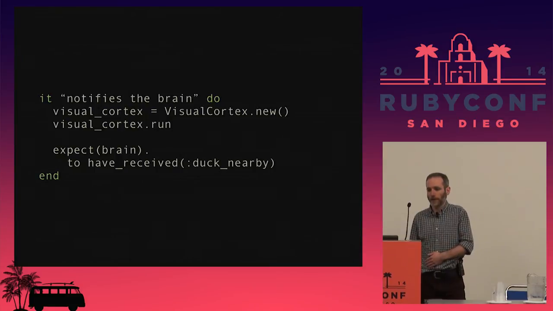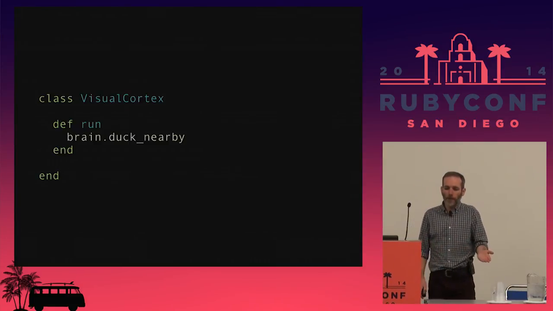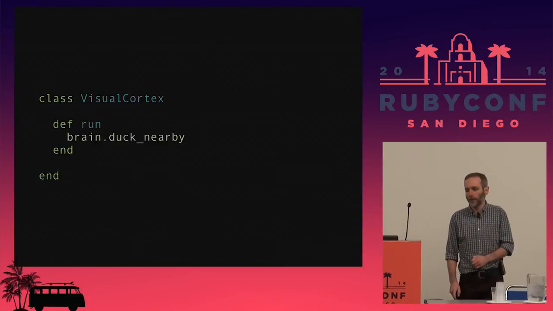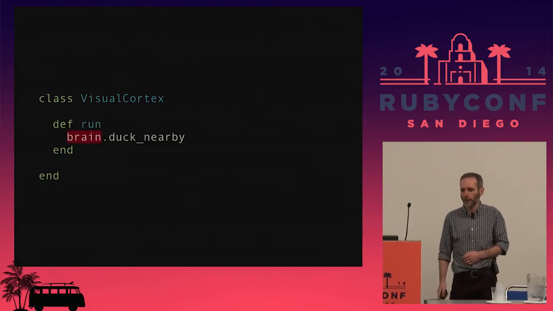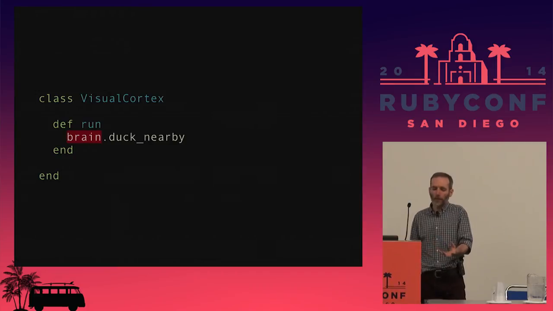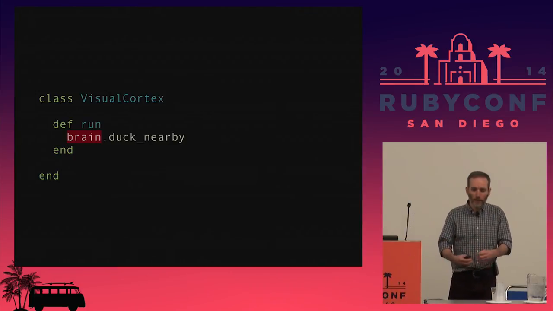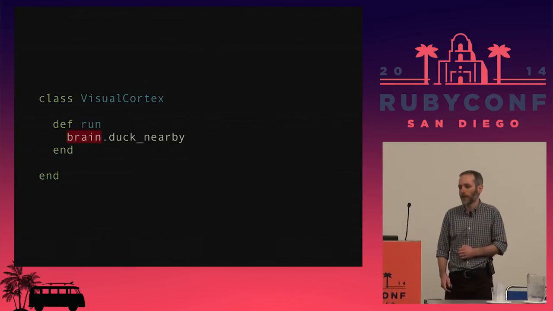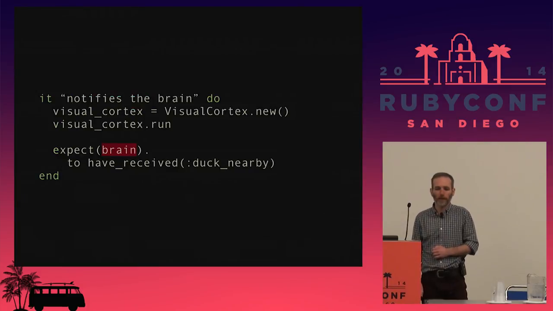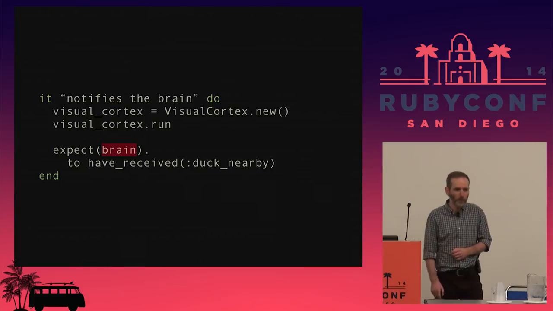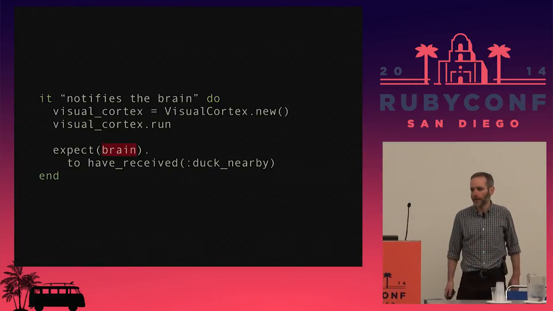OK, so let's go and write some code for that. We have the test sitting here. So we'll write a run method, and it's the smallest amount of work I can do, which says, hey, brain, there's a duck nearby. OK, we have a problem here. I'm referencing brain, but I haven't actually written this yet. It doesn't exist yet. And in fact, if we go back to the spec, I did the same thing. I was saying, I expect you to call this on brain, but we haven't written brain yet. We haven't any idea what this thing is.